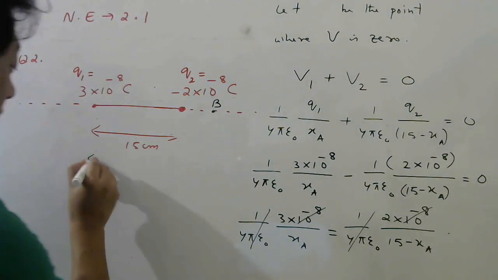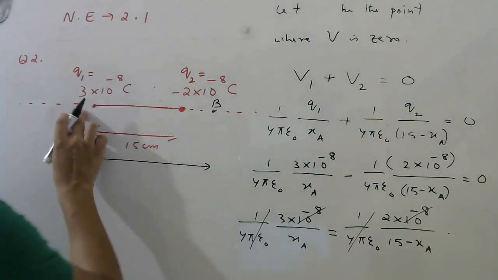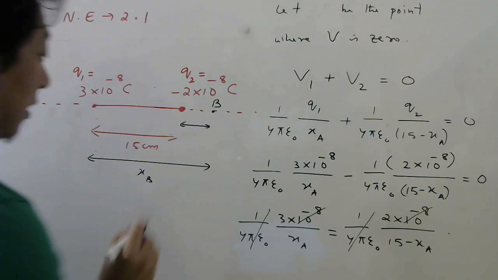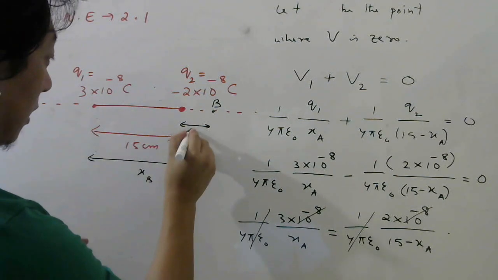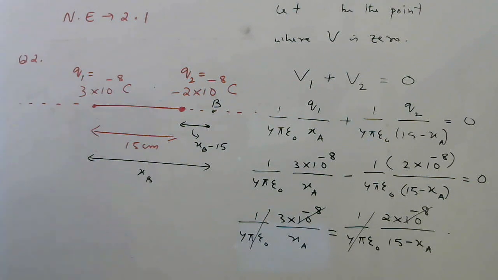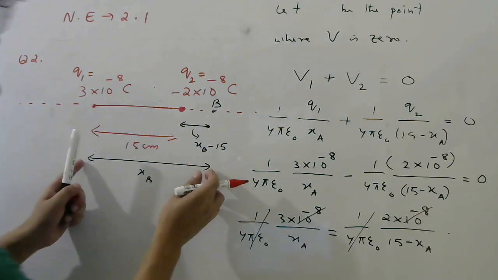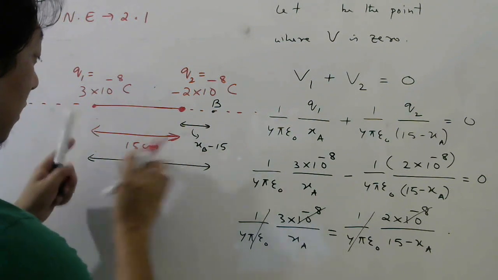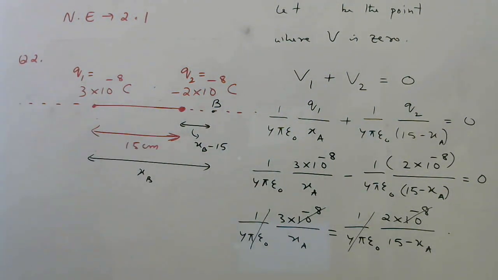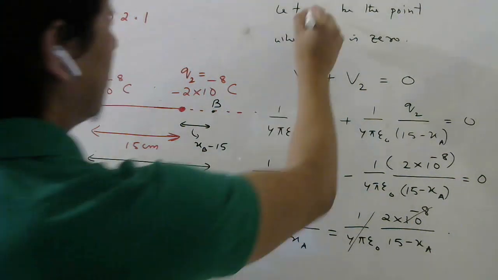Again, let us measure this distance from Q1. This is XB. Then what will be this, students? Be careful now. This will be XB minus 15. Before it was 15 minus XA. Now it will be XB minus 15. This is 15, the separation between the charges. Okay, fine.